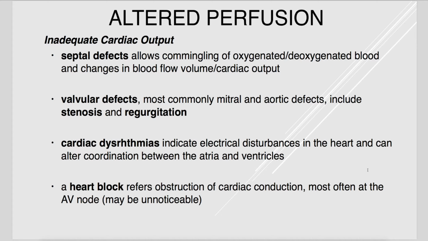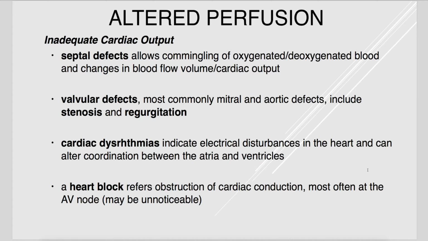So changes in cardiac output can be caused by quite a few things. Septal defects are defects in the septa between either the atria or the ventricles or both, and what happens is you have the commingling of blood. Oxygenated and deoxygenated blood is mixing together, and that's not good for obvious reasons. You can also have defects in the heart valves. Most commonly in the aortic and the mitral valves, you can have stenosis, which is a narrowing, a hardening of these valves. Regurgitation is where you have blood flowing in a retrograde fashion. It's going backwards, and that's not good.